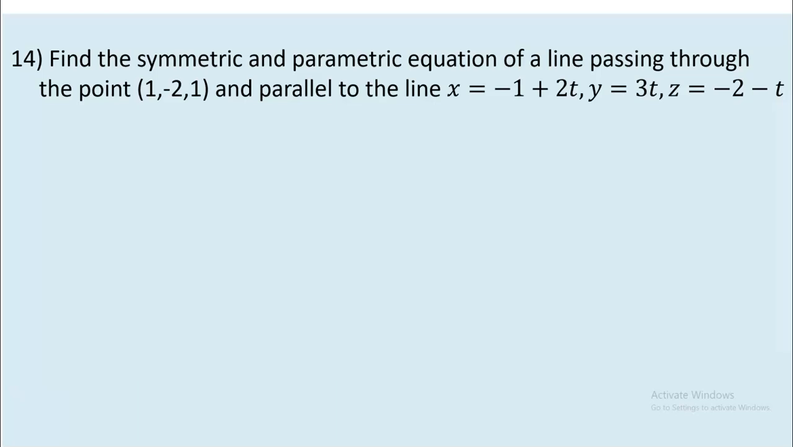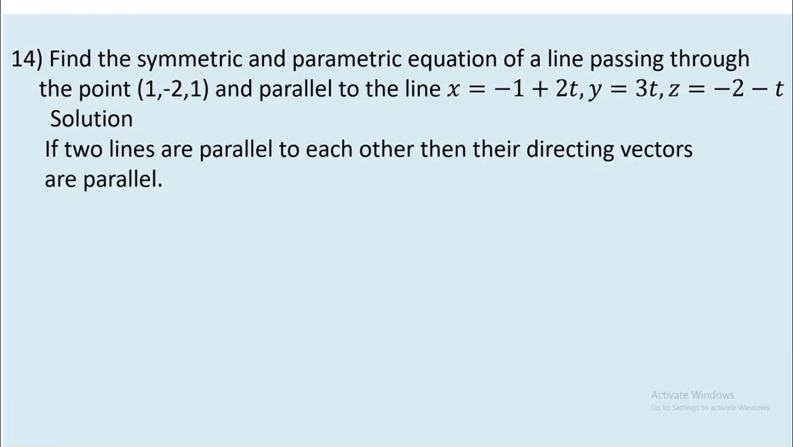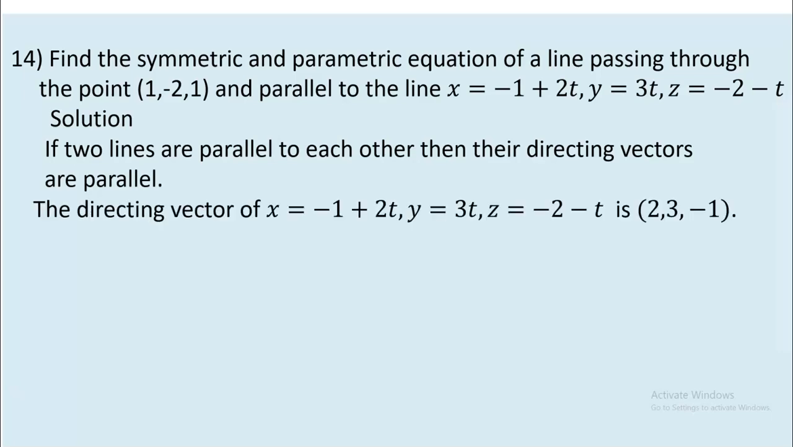So let me show you how I'm going to do it. The solution runs like this. If two lines are parallel to each other, students, then their directing vectors are parallel too. So one is a scalar multiple of the other. So we can directly take the directing vector of the given line as a directing vector for the line we are looking for.